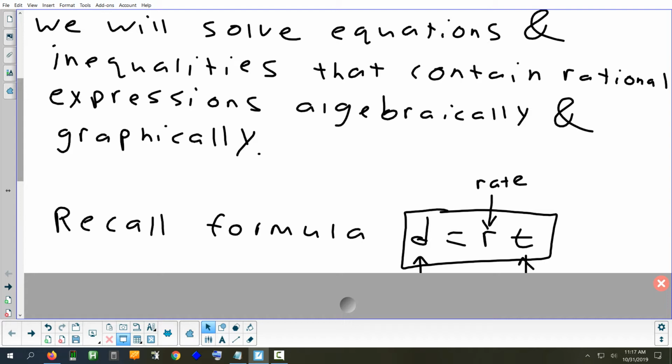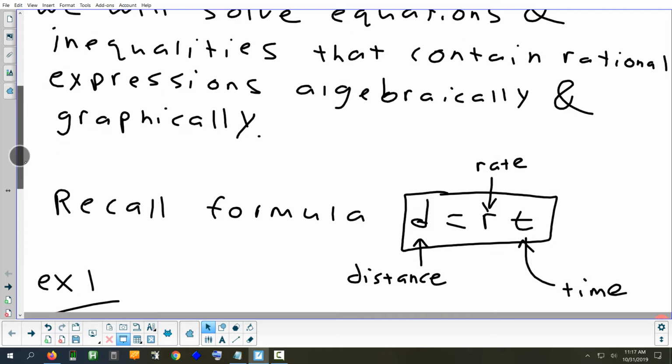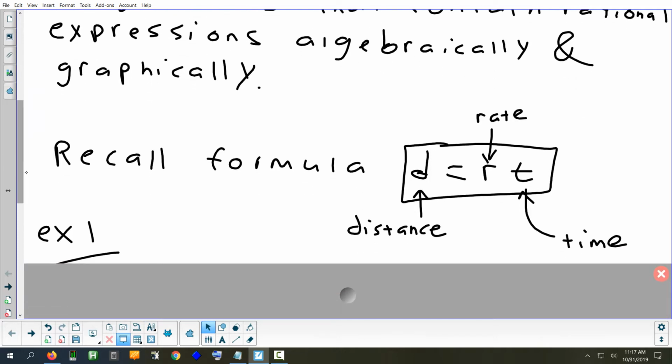So for the first example we're going to do, you need this formula. Distance equals rate times time. Okay, if you take physics, sometimes you see distance as v or velocity or something like that, but we just use the letters that I think make the most sense. D for distance, R for rate, T for time.